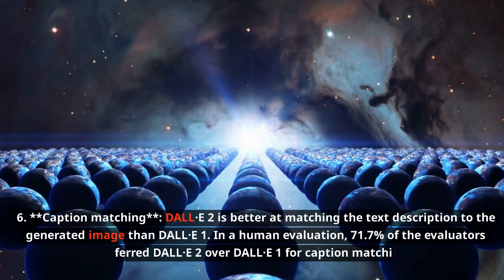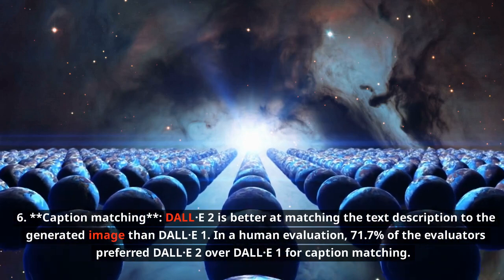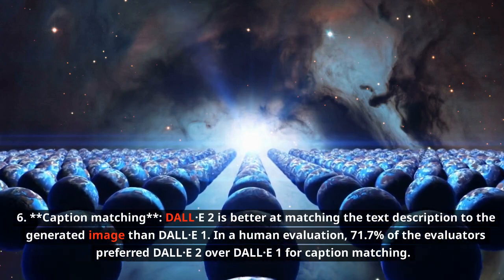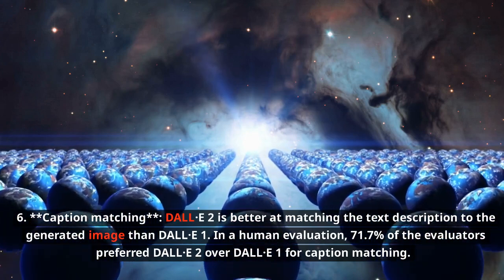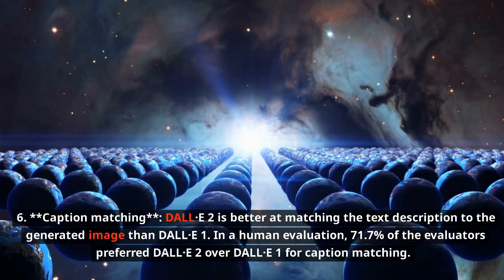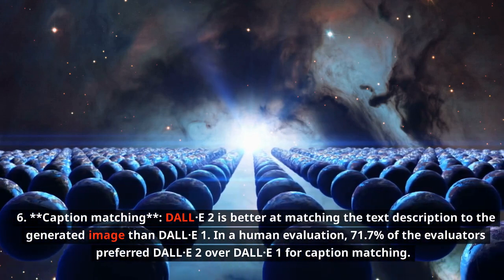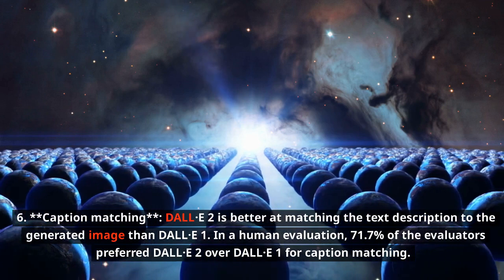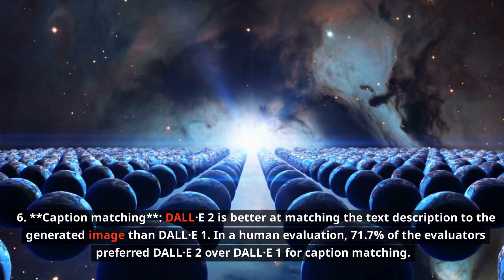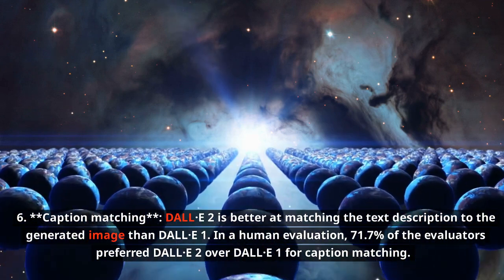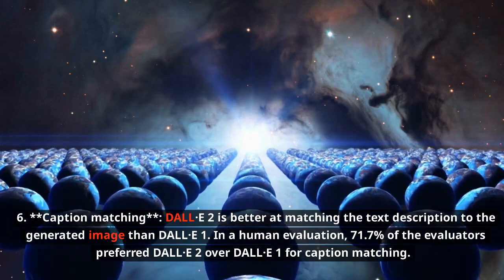6. Caption matching. DALL-E is better at matching the text description to the generated image than DALL-E 1. In a human evaluation, 71.7% of the evaluators preferred DALL-E over DALL-E 1 for caption matching.